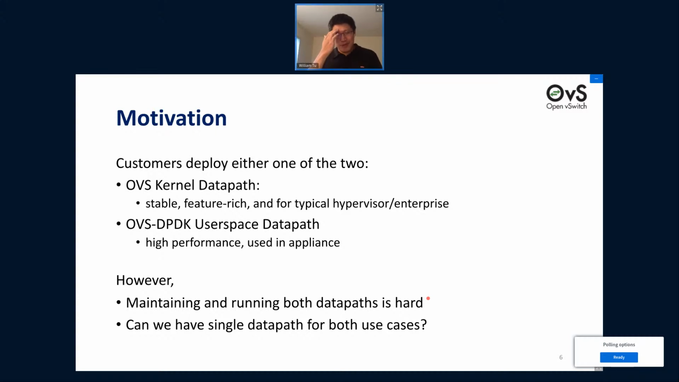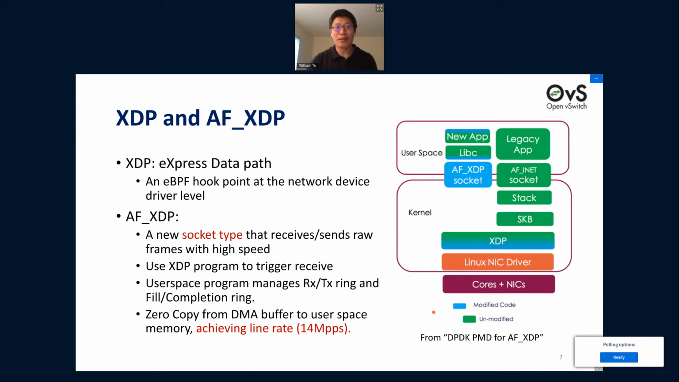So what we are thinking is, can we have just one data path implementation? Just use one for both use cases, for the enterprise customer use case and for the high performance customers. So we think AF_XDP or XDP might be a solution. We are still experimenting and building a prototype.